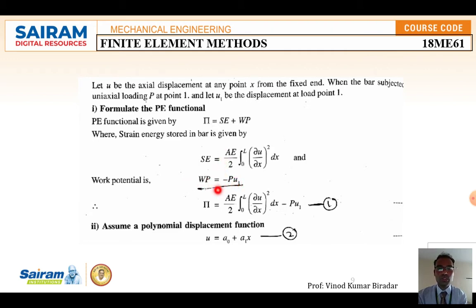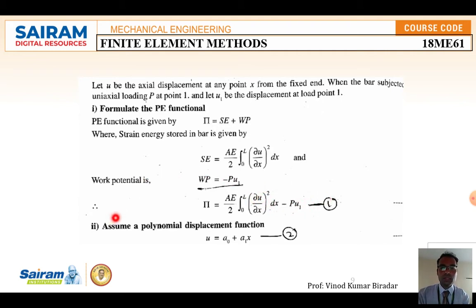Substitute these two equations into the potential energy function equation, that is pi is equal to AE by 2 integration of 0 to L of (dou U by dou x) square dx, plus minus P into U1, since the minus is there. So substitute the strain energy and work potential in the above equation and you get the potential energy equation. Give that equation number 1. How do we know these two equations? They are already in the list of formulas. Remember, for a bar subject to axial load, note these down and substitute them in the potential energy function. You get pi is equal to AE by 2 integration of 0 to L of (dou U by dou x) whole square dx minus P into U1. Give equation number 1.